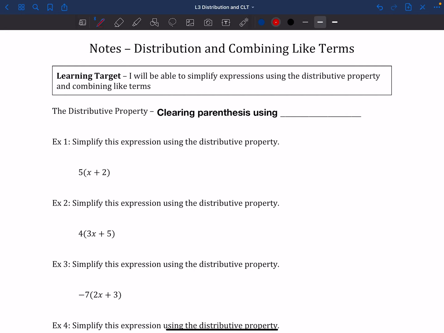Hello, so what we're going to do today is talk about distribution and combining like terms. To keep this video from being like 45 minutes long, I'm going to skip around a little bit. We're going to do quite a few of these examples, but not every single one together. First up, the distributive property is when we are clearing parentheses using multiplication. You've probably run into the distributive property before.